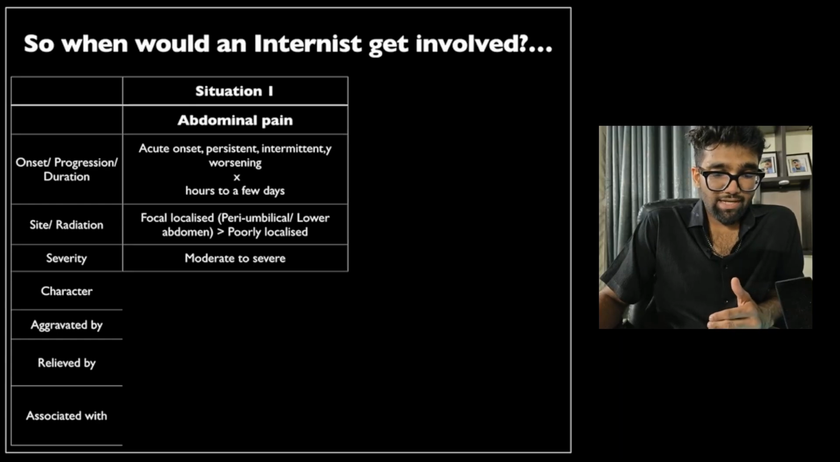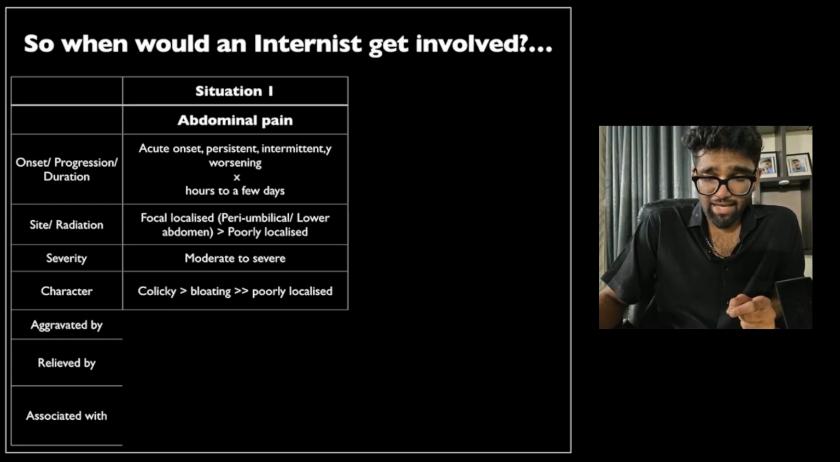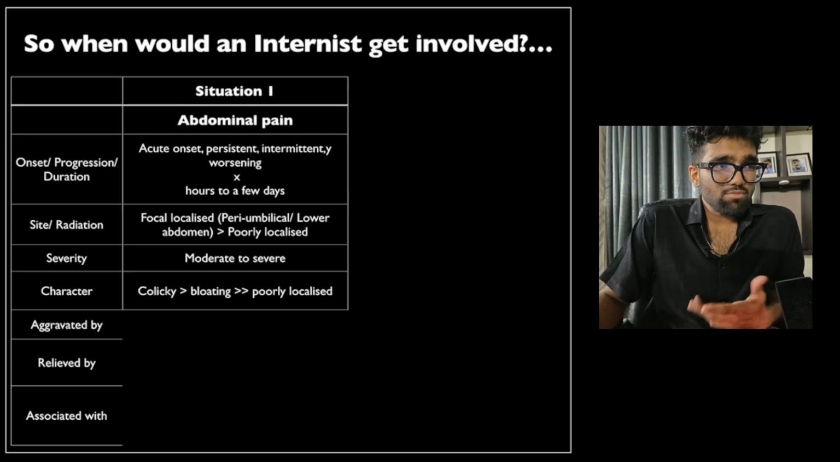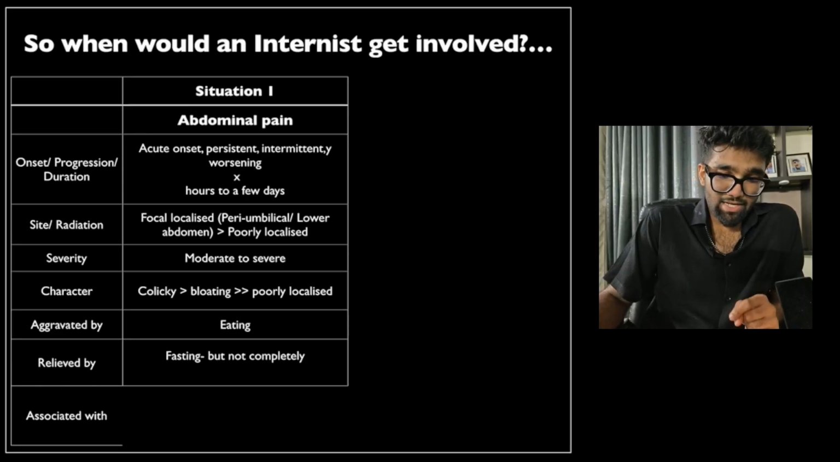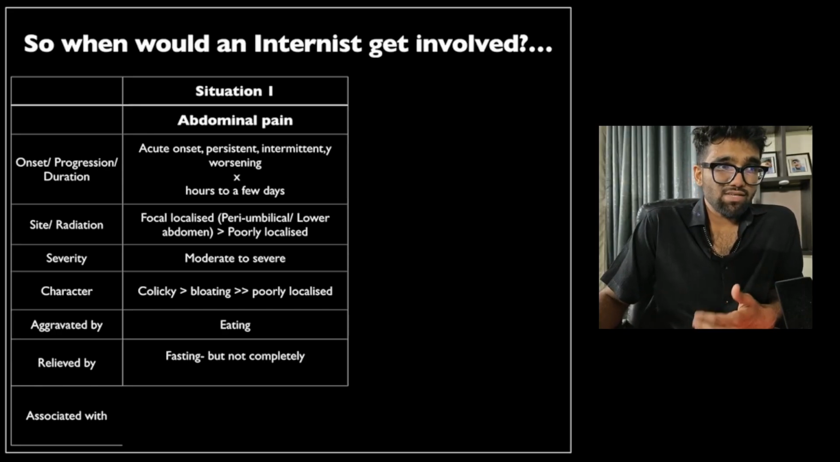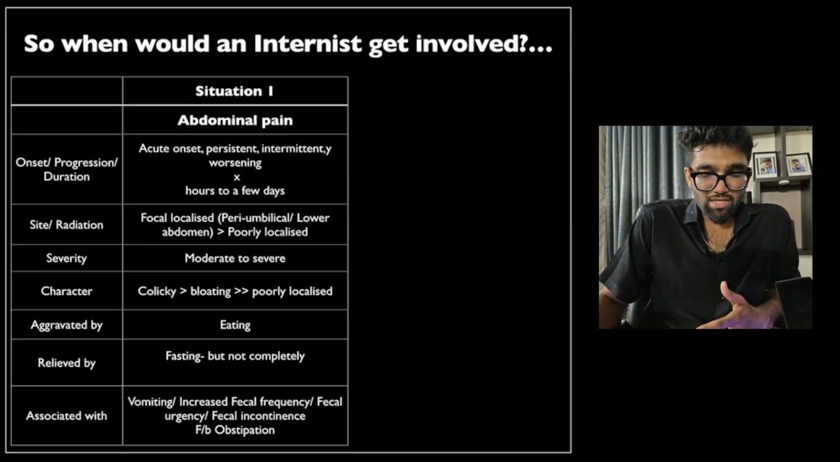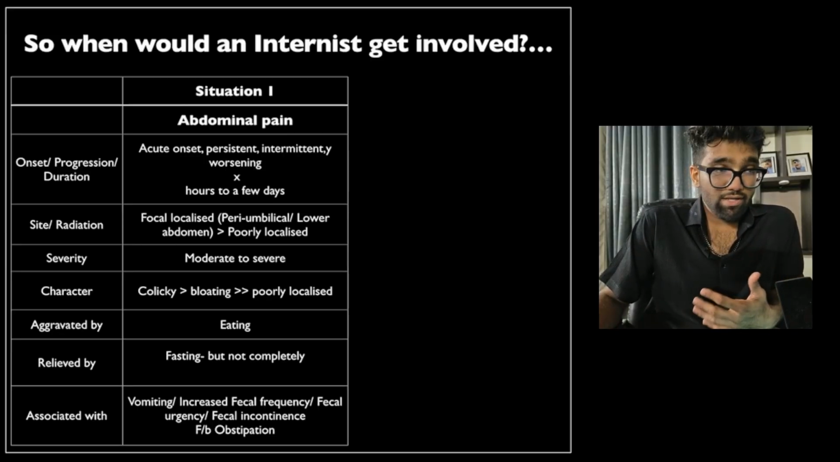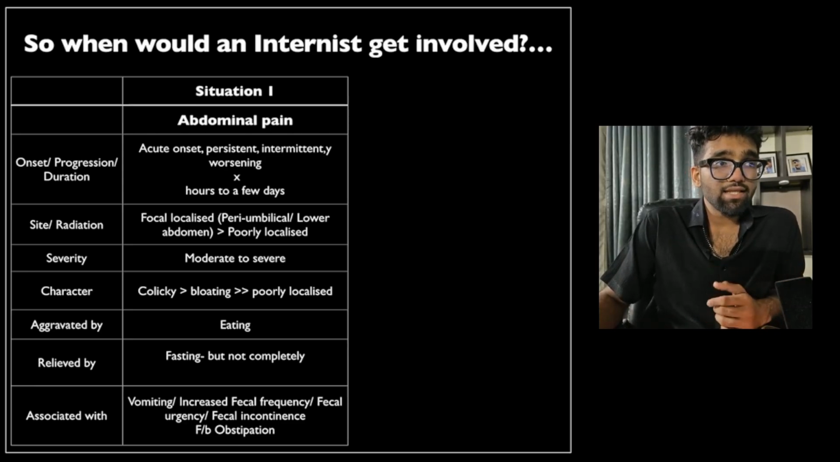It's moderate to severe in intensity. It's colicky in character. Some patients might say it's bloating or abdominal distension. Sometimes they're not able to characterize it properly. It is aggravated by eating. It is relieved by fasting, but it still persists even when there is fasting. And it is associated with vomiting or increased fecal frequency, fecal urgency, or fecal incontinence, which has then progressed to full-fledged obstipation. That is, the patient is not even passing gas. So there was increased intestinal motility initially, and then a progressive decrease in intestinal motility.